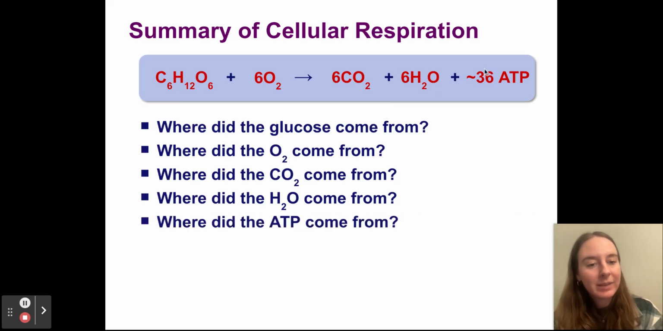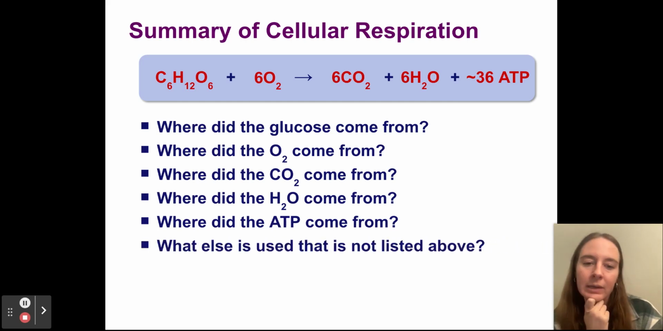The ATP came from a couple of different places. It came from substrate phosphorylation in glycolysis, in the citric acid cycle, and in the last step, chemiosmosis or the electron transport chain.